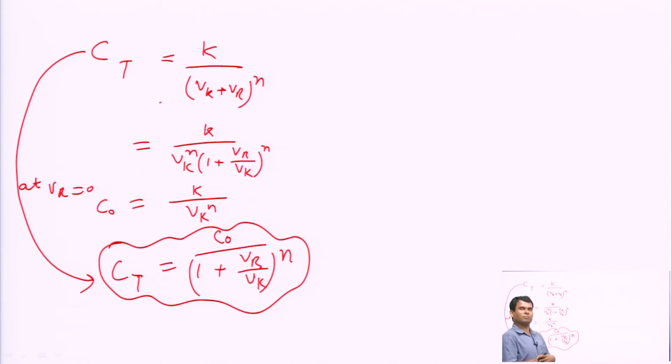What is n? n is a constant. The value of n is 1 by 3 or 1 by 2, depending upon the type of semiconductor, whether it is heterogeneous or homogeneous. It will be given by the examiner when it is asked. Now, what is the graph? The graph is like this.